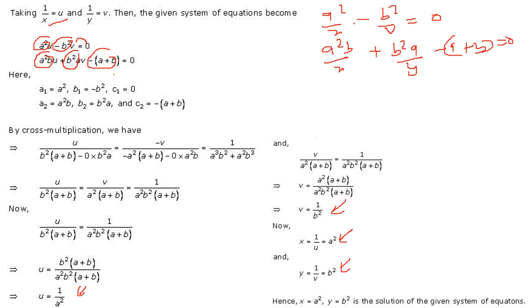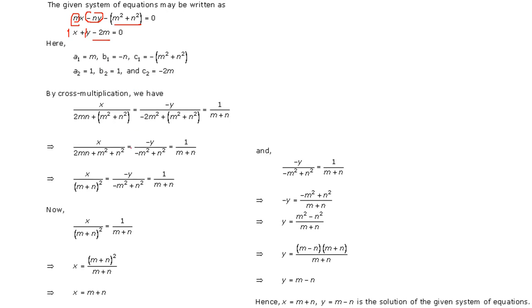Now here a1 is m and a2 is 1. Then b1 is minus n and b2 is 1. Then we have c1. c1 is minus m square plus n square and c2 will be minus 2m. Now just do the cross multiplication, solution is in front of you, and finally you will get x as m plus n and y as m minus n. This gets cancelled like this, and here also you just have to write this m square minus n square as m minus n and m plus n. So this gets cancelled.